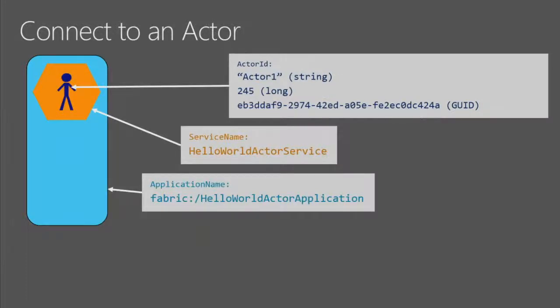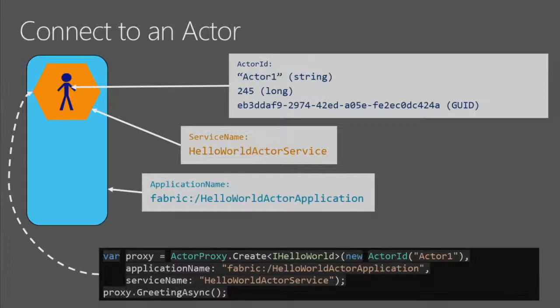So how do you connect to it? You connect to it by creating an actor proxy. You say the type of the contract that you want to connect to, and then you specify the actor ID, you specify the application name, you specify the service name, and then once you get the proxy, you just talk to it normally, right? Now, there may be more services inside that application, right? So you may have some web service, you may have some reliable services-based microservices inside that application. You may have other actor services inside that application.